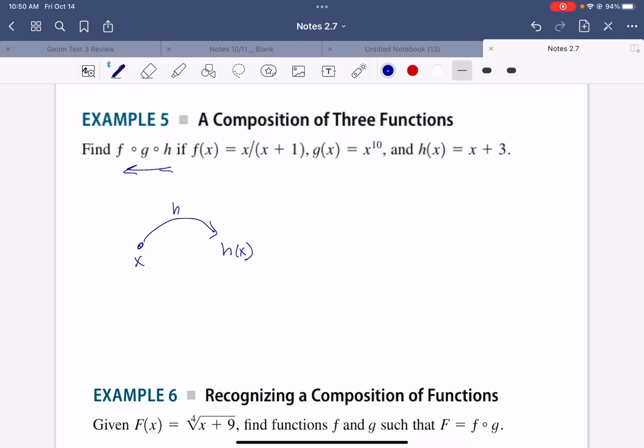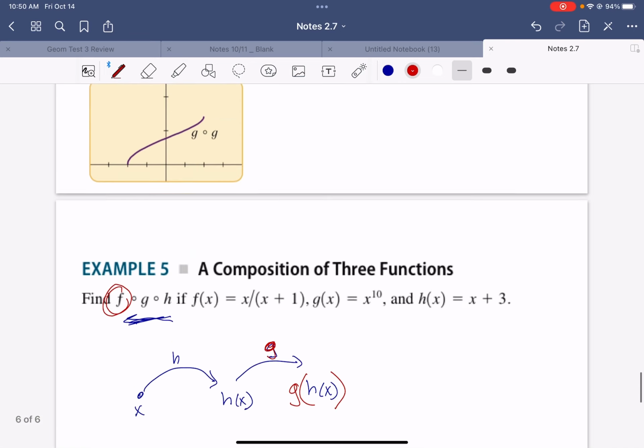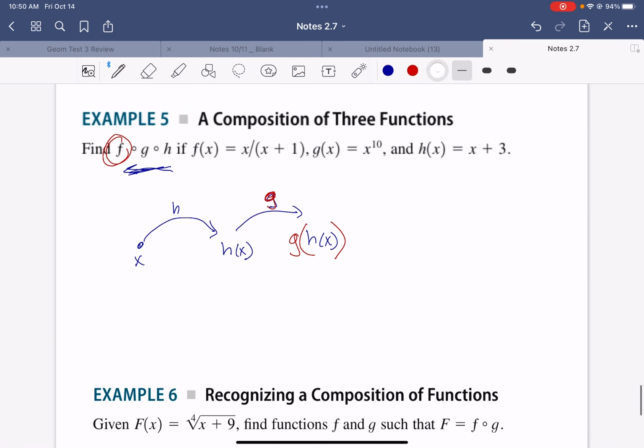Well, then who does it give that to next? Yes, it gives that to g, so it's going to take h of x and plug that answer into g, so you're going to get g of h of x, right? And then the last function to get used is f. So I'm going to come in here with my green, and I'm going to apply f to this output. So it's going to be f of g of h of x. That's what that is. It's f of g of h, where first you plug into h, then g, then f. So let's do it in that order.